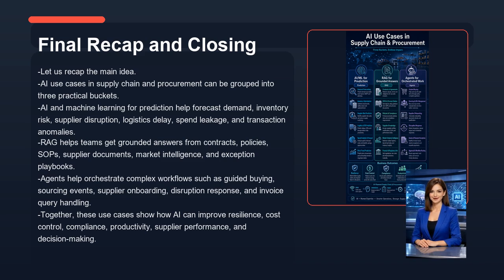RAG helps teams get grounded answers from contracts, policies, SOPs, supplier documents, market intelligence, and exception playbooks. Agents help orchestrate complex workflows such as guided buying, sourcing events, supplier onboarding, disruption response, and invoice query handling. Together, these use cases show how AI can improve resilience, cost control, compliance, productivity, supplier performance, and decision-making.